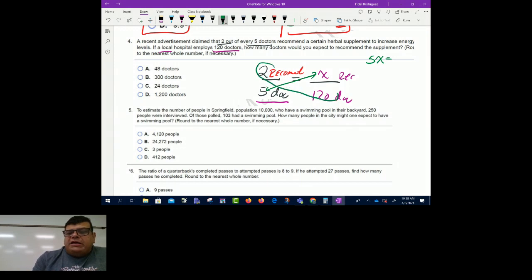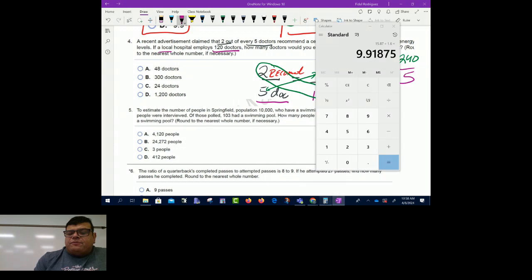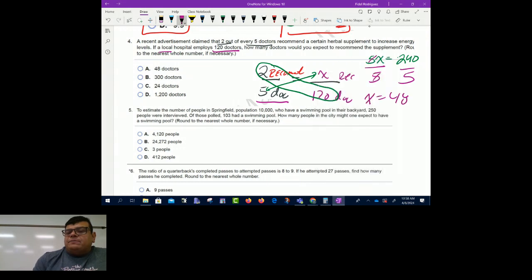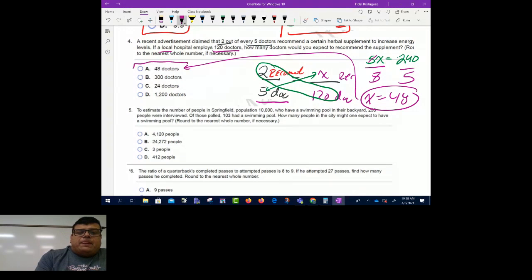We're going to multiply here too, y'all. 2 times 120 should be a 240. And then, y'all, we can divide both sides by 5 because we always got to divide by the number in front of my x. So if I take 240 and we divide it by 5, y'all, I'm coming up with 48. And if you notice, that is my choice A. Okay. That's my choice A.